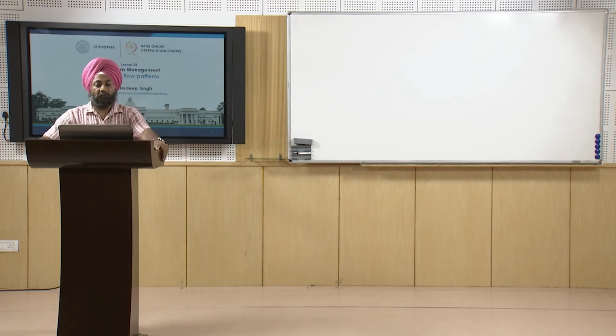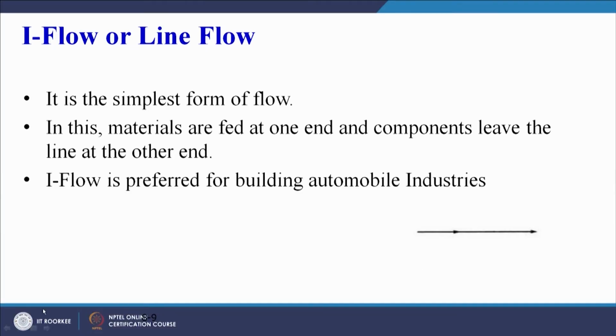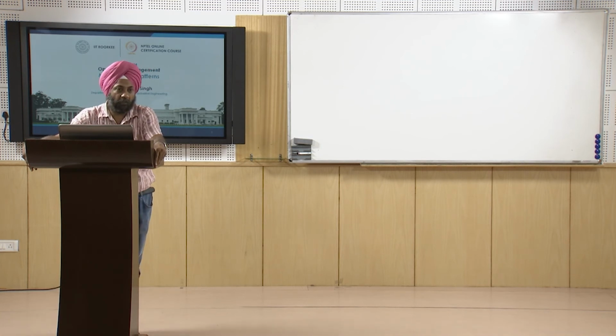I flow, a very simple example on your screen, is a straight line. It is the simplest form of flow line. In this, the materials are fed at one end and components leave the line at the other end. I flow is preferred for developing automobile industries, as I have already mentioned, and is most suitable for assembly lines.